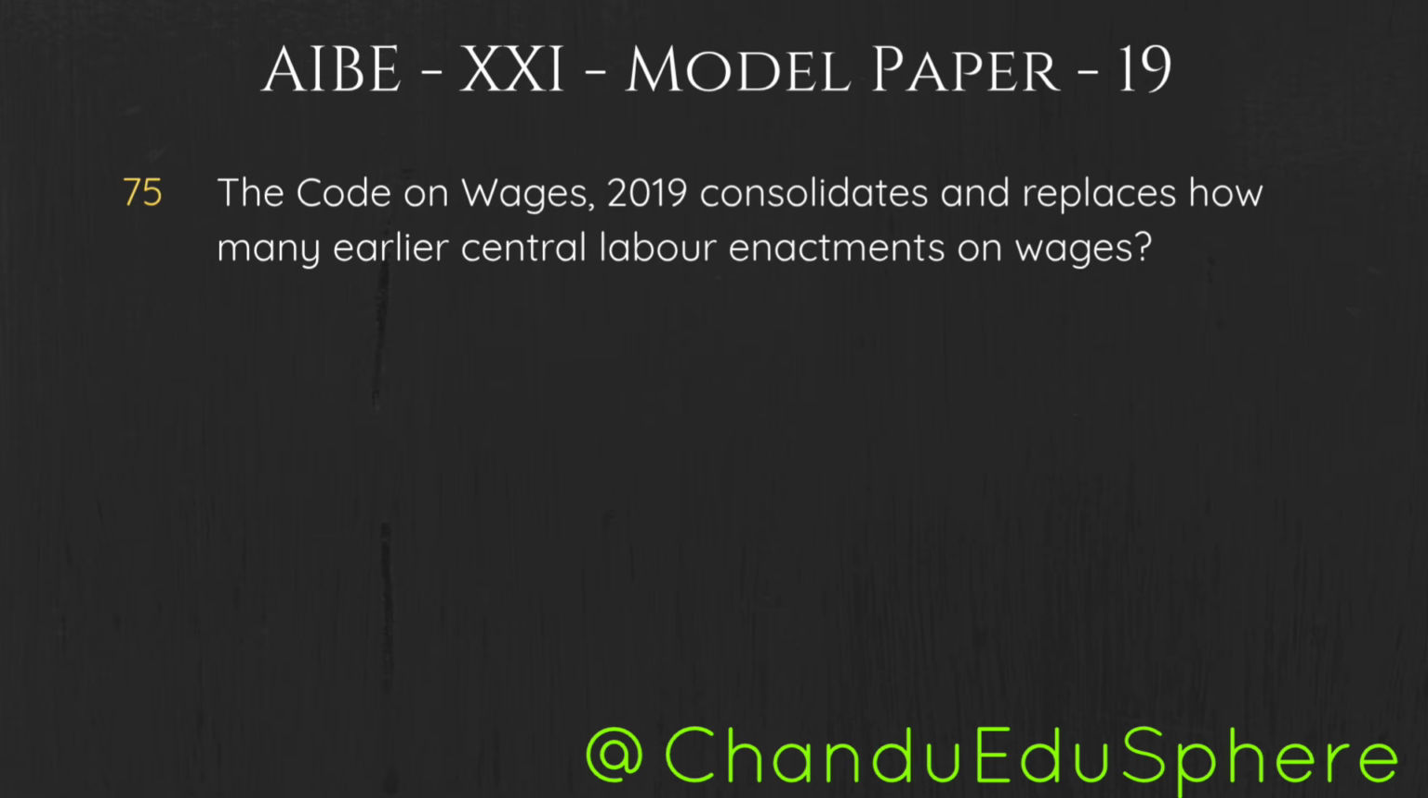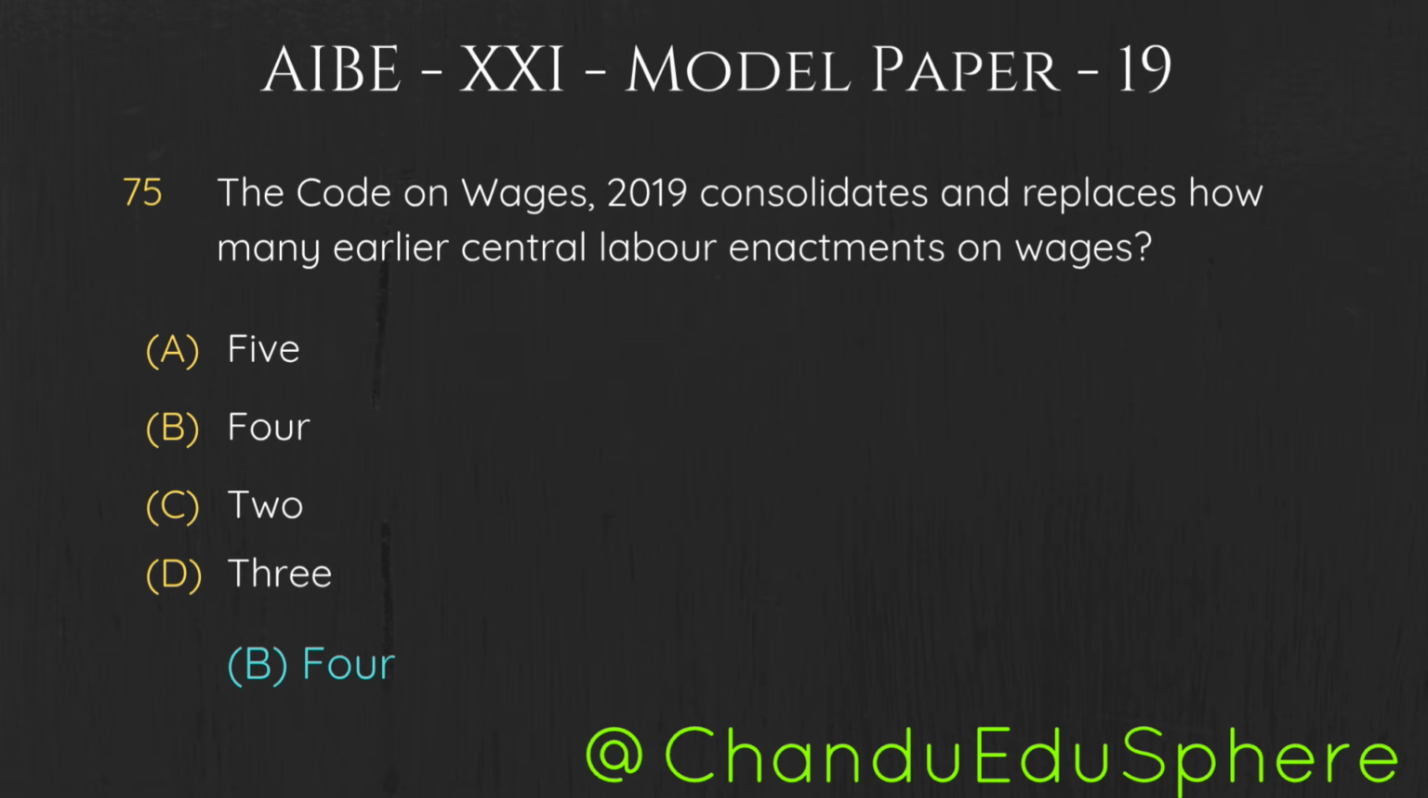The Code on Wages 2019 consolidates and replaces how many earlier central labor enactments on wages? The Code on Wages 2019 consolidates and rationalizes 4 central enactments: the Payment of Wages Act 1936, the Minimum Wages Act 1948, the Payment of Bonus Act 1965, and the Equal Remuneration Act of 1976.